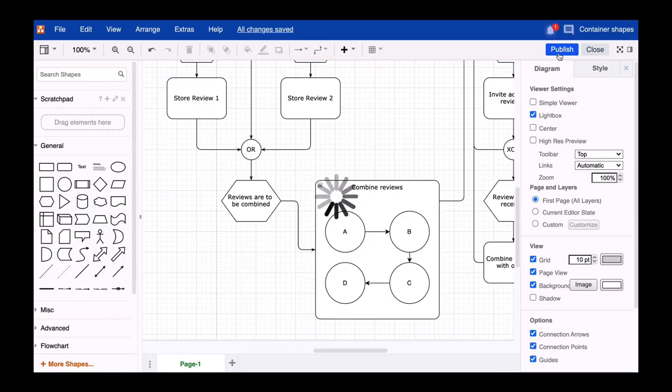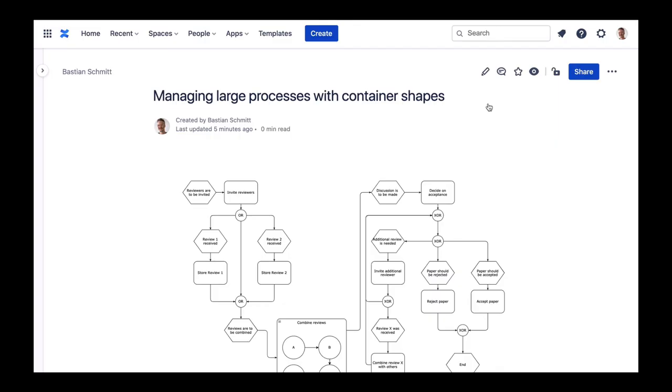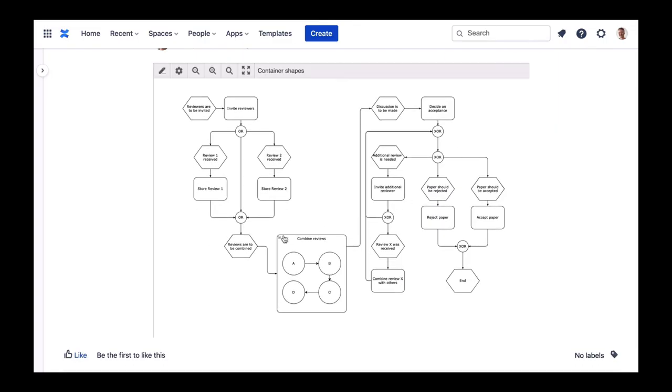And that's all we'll do for now. As soon as you have finished your subprocess, you can collapse the shape again. In this way, you can map both superordinate and subordinate processes in one diagram without losing the overview.